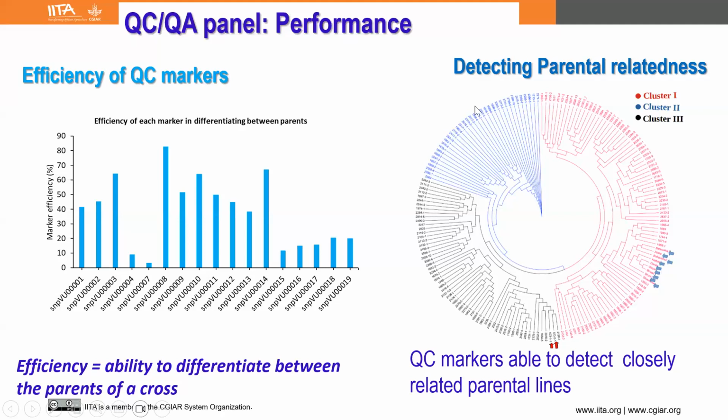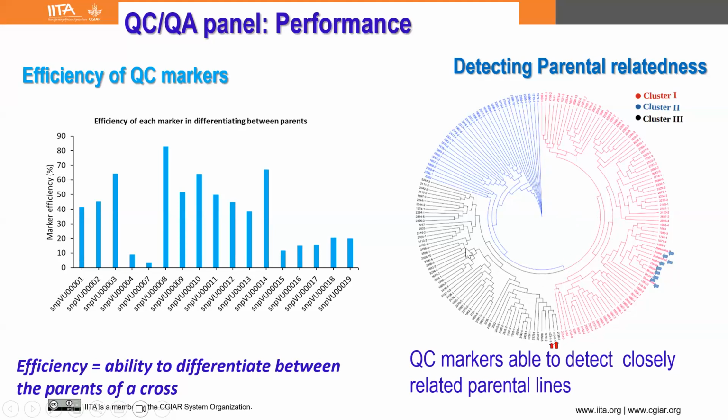We also looked at how this QC panel could help us detect relatedness between parental lines. The focus is always to avoid crossing sister lines. So we wanted to check if this QC panel can help us differentiate between parental lines that we are putting in the hybridization program. Purposely, we included some sister lines so that we could know if it was doing a great job. There were also some accessions and landraces that we included. And we found that the panel was able to classify the population pretty well and put the sister lines in the same cluster.